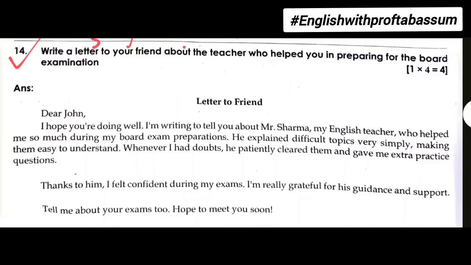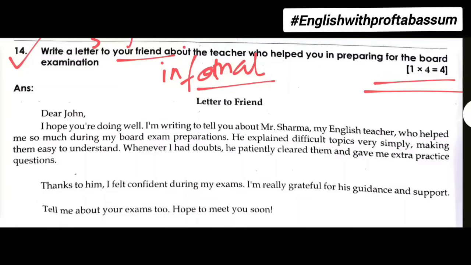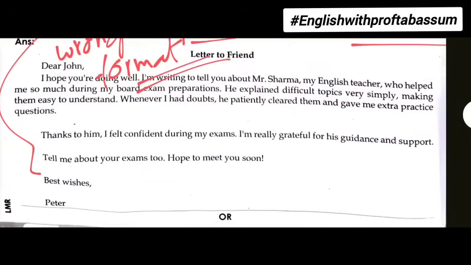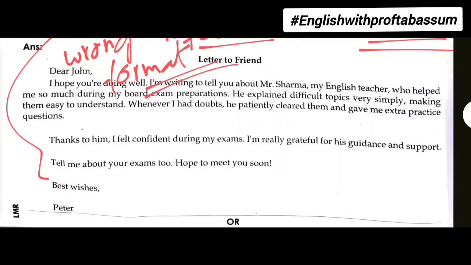Now moving on to the next bit, number 14, letter writing. Write a letter to your friend. That means you are writing to friends and relatives, so it is an informal letter. It is for 4 marks, and again in LMR the whole format is given wrong. First your from address, then date, and then dear John, and then 3 paragraphs. Then closing statement, yours lovingly, and then your name. So please follow my video on informal letter format.